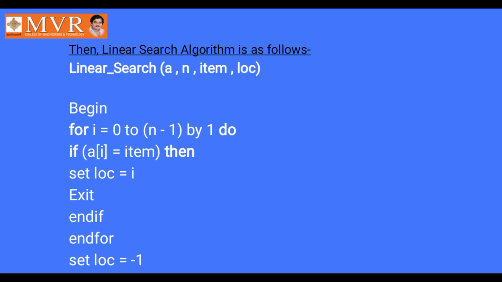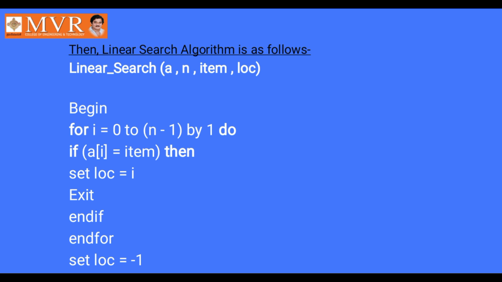Next, what I have to do? I have to perform the searching technique. Now, if A of I is equal to item, then set location is equal to I. If I find the element at A of 0, then return 0. That is, the location is A of 0. If I find the element at A of 1, then return A of 1.